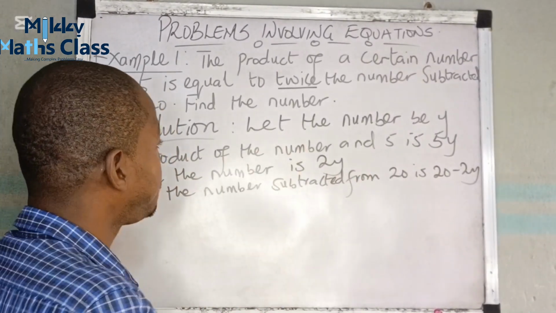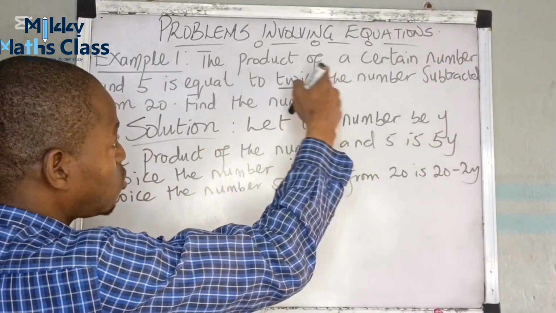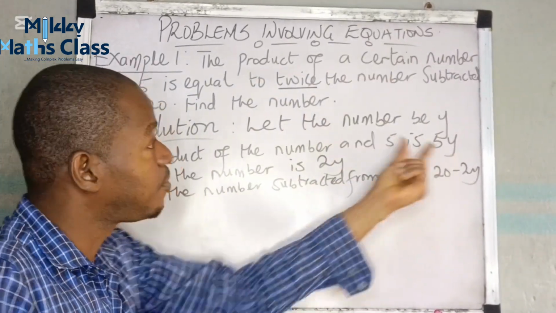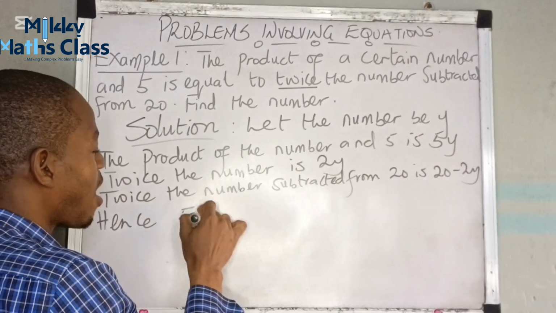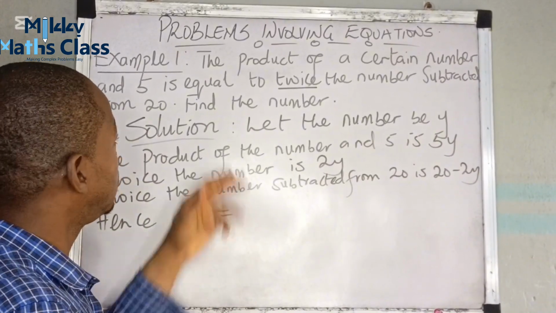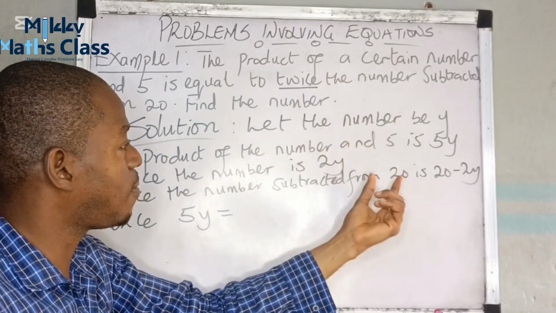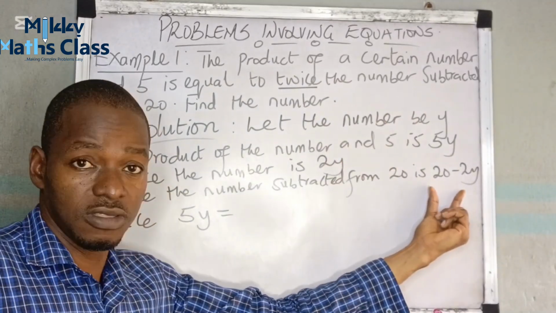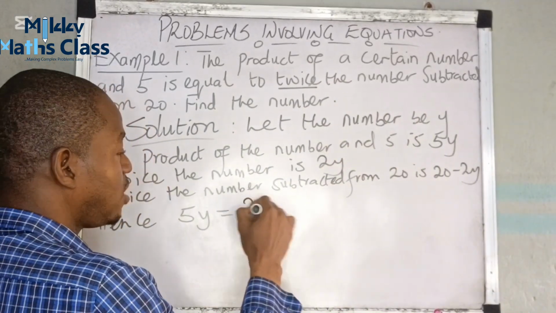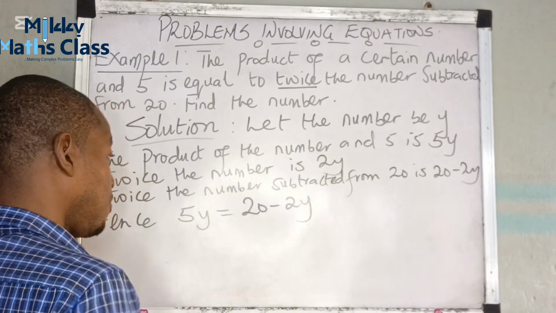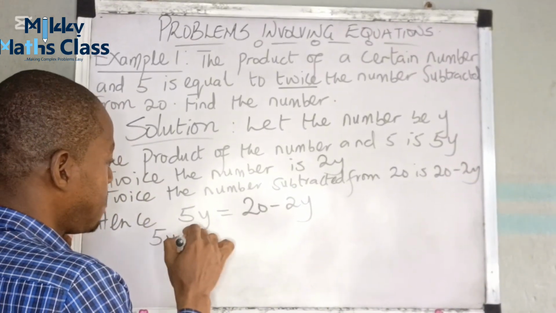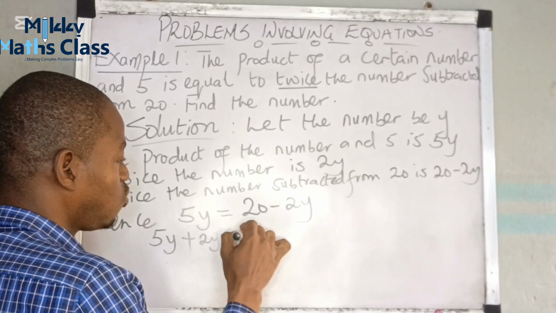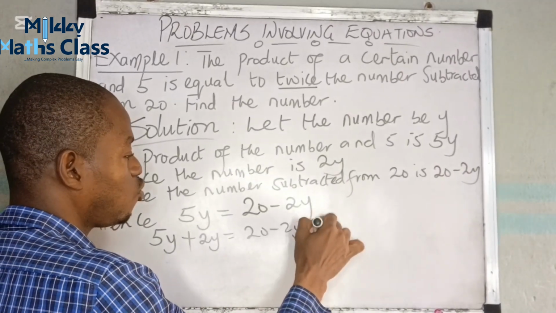So from here, let's go again. The product of a certain number, that's 5y, is equal to, therefore, hence, 5y is equal to twice the number subtracted from 20. This is it. Is equal to 20 minus 2y. From here, add 2y to both sides. So we have 5y plus 2y is equal to 20 minus 2y plus 2y.